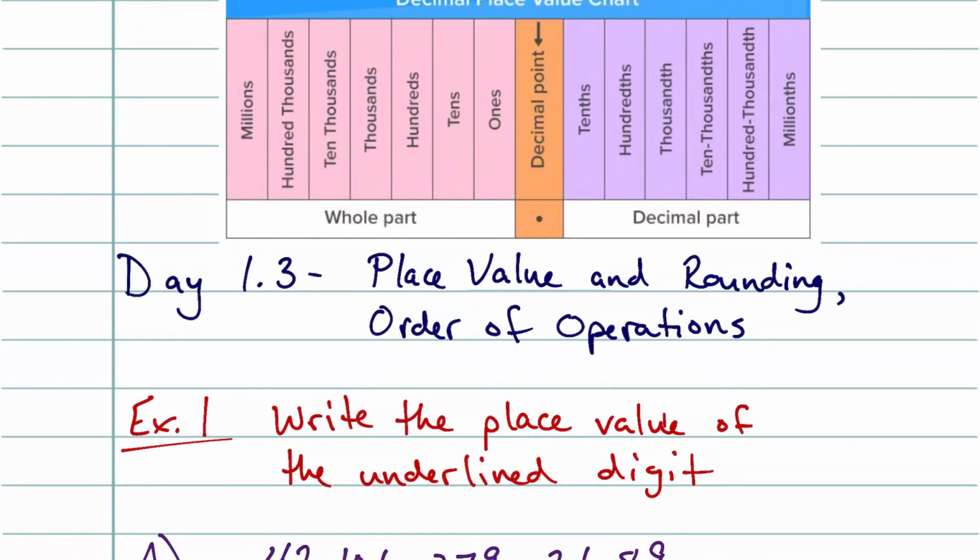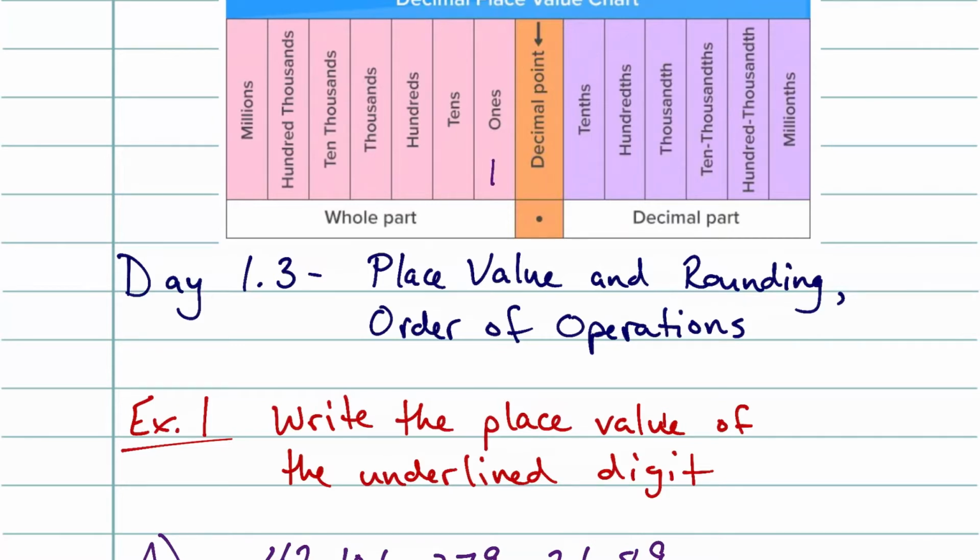In this lesson video, day 1.3, we're taking a look at place value, rounding, and order of operations. So this chart here at the beginning is actually going to be a helpful starting point. All right? And in this chart, you can see where we're reminding you of the labels for certain place values. So in any number, the very next number to the left of the decimal is the ones place.